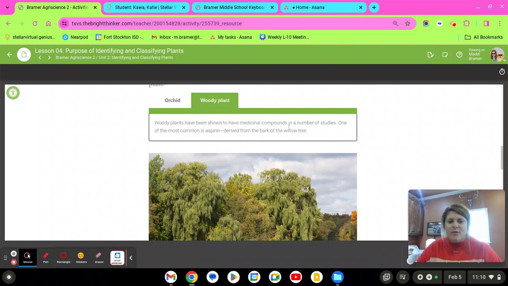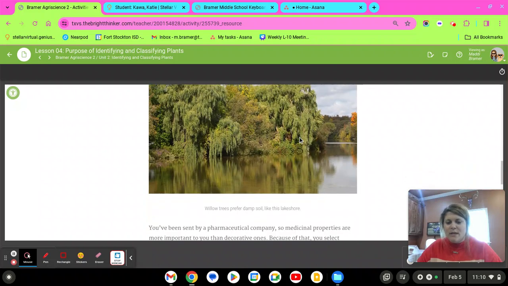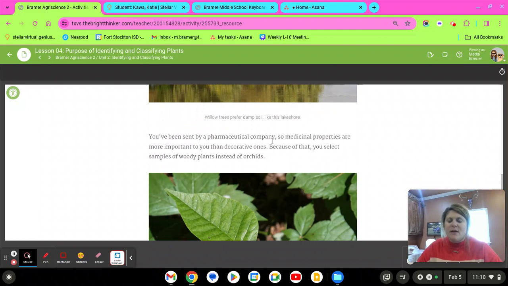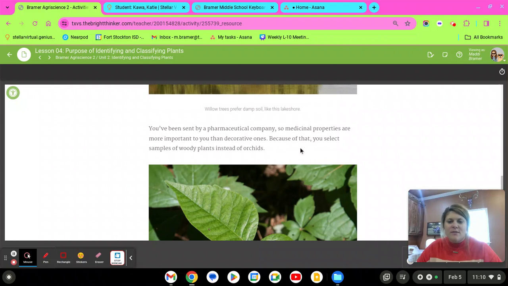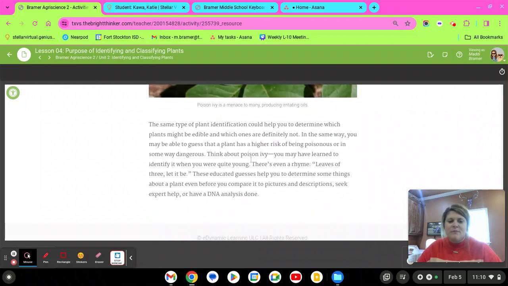Woody plants have been shown to have medicinal compounds in a number of studies. One of the most common is aspirin, derived from the bark of a willow tree. So that's pretty neat. So, for example, say you've been sent by a pharmaceutical company. So medicinal properties are more important to you than decorative ones. Because of that, you know, okay, I'm going to focus on woody plants instead of orchids. It helps narrow down your search.